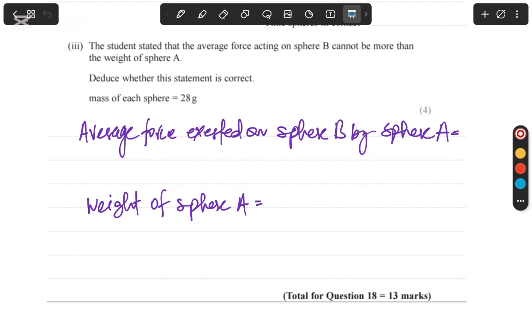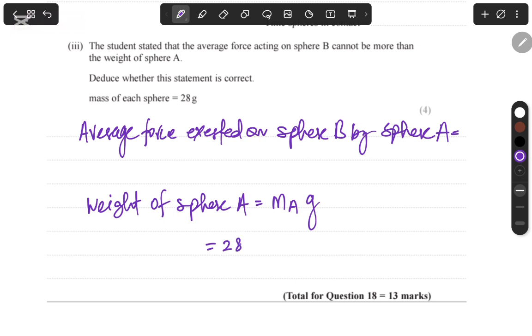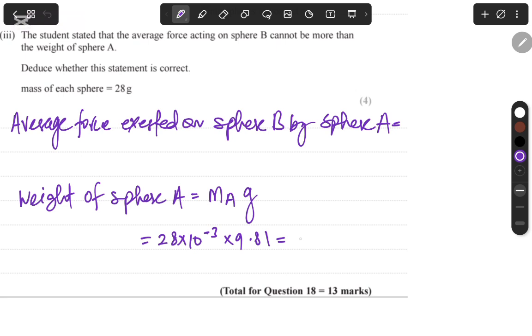Now the easier one to find is the weight of sphere A, which is the mass of sphere A times the acceleration due to gravity. That's going to be 28 times 10 to the power of minus 3 times 9.81. And that's going to give me 0.275 newtons.